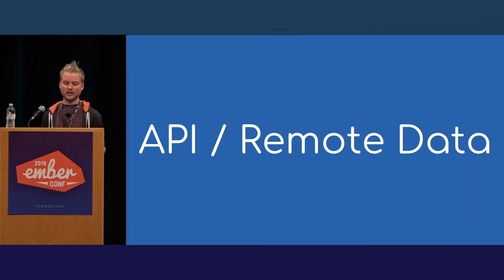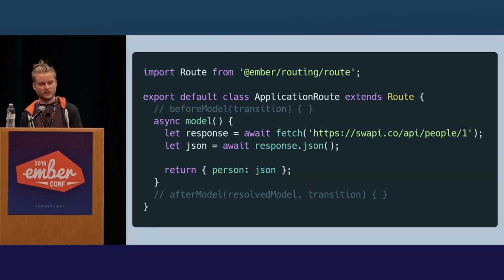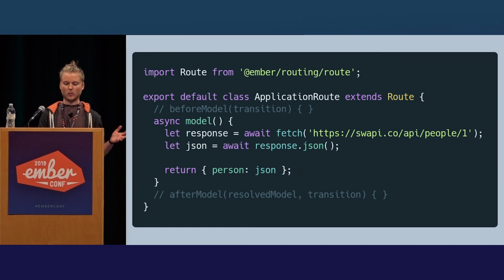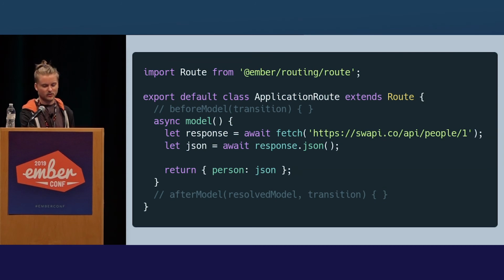So, using APIs and getting data from a remote source: Ember's routes are not components. They have lifecycle hooks for before, during, and after you've gotten your data. You can fetch a person from the Star Wars API, and our route template will wait to render until the model hook has resolved. And by default, we don't need to worry about loading states because we can just start building and not worry about timing errors.